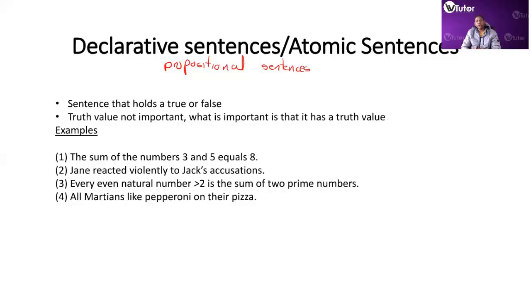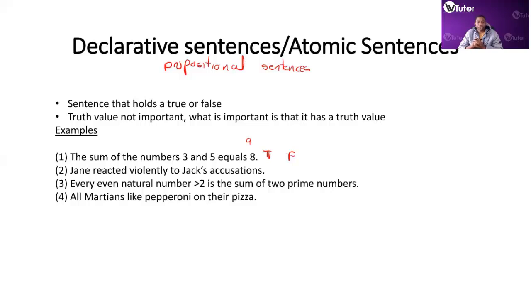Right. So if we look at an example of a declarative sentence, we can look at: the sum of numbers 3 and 5 is equal to 8. We know that this statement is true, so we can assign true. Alternatively, if it was 9, we could assign false. But what it means is that we know it is a propositional statement because it has a true or false output.